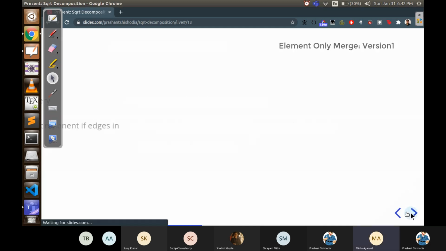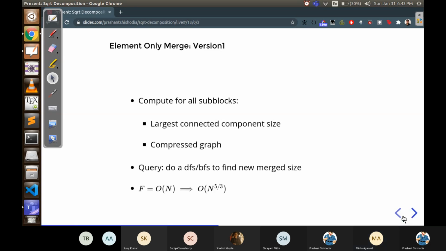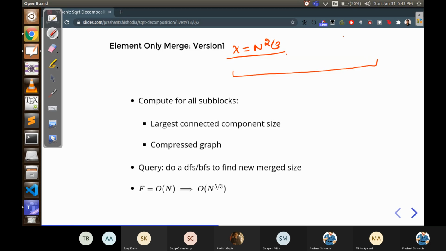What will be the complexity of the pre-computation we do here? Okay. So x in this case would be n raised to 2 by 3. Let me take this example. What I am doing is dividing it into n raised to 1 by 3 blocks. It's a heavy block size, a larger block size than usual. So less number of blocks and larger block size.